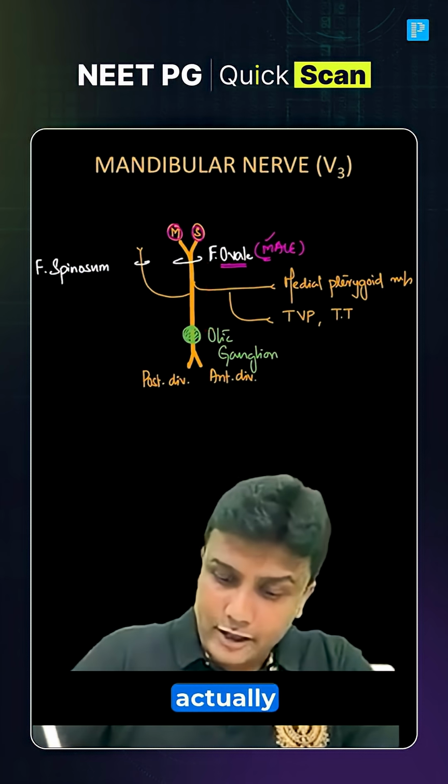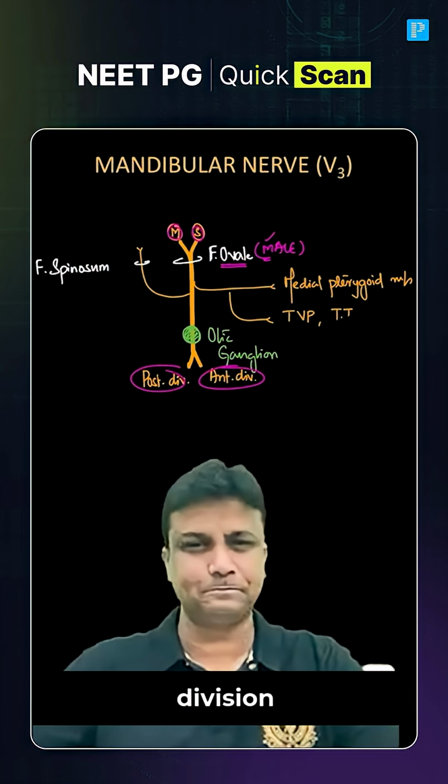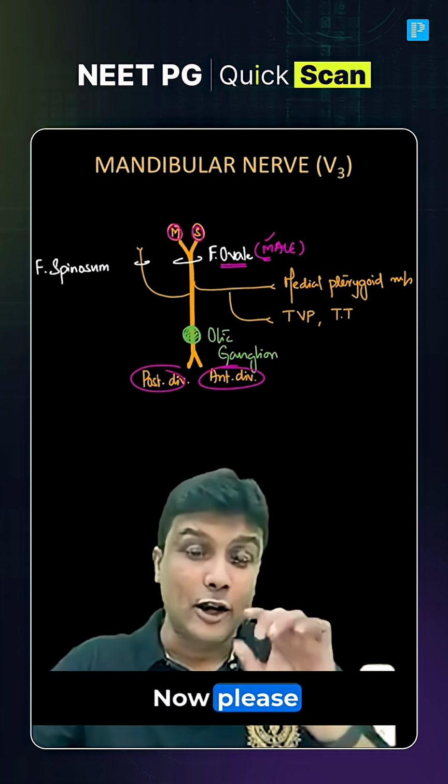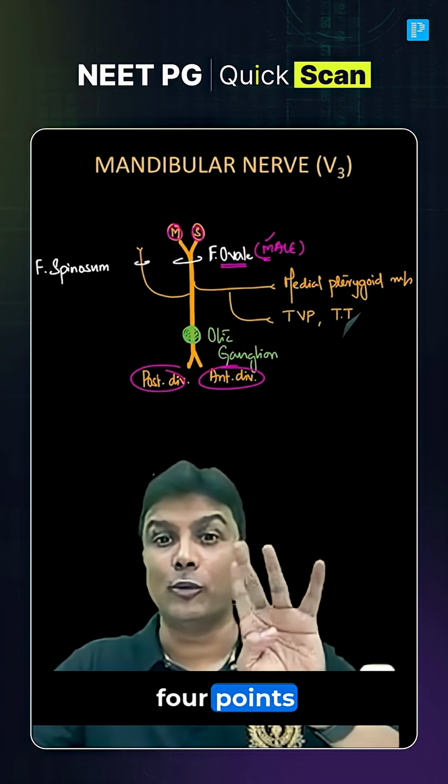And now the trunk will actually divide into two divisions. One is the anterior division and the other is the posterior division. About the anterior and posterior division, I'll tell you later on. Now please remember first about the trunk, my dear friend. In the trunk, you have to remember 4 points.